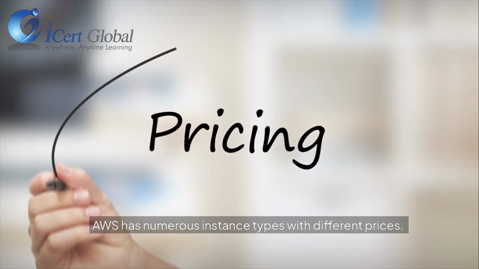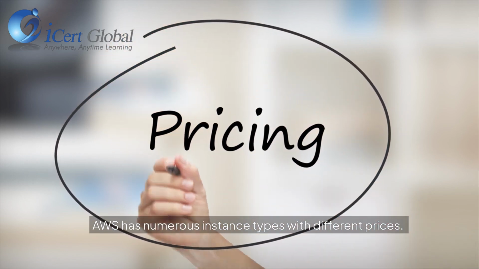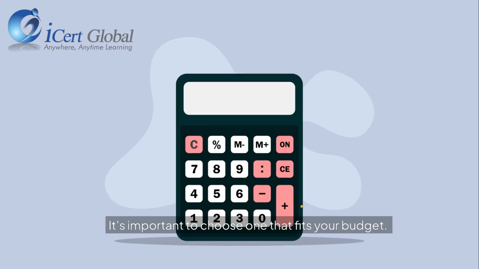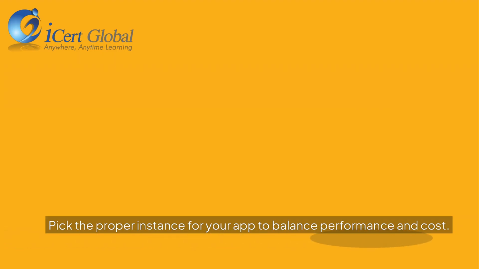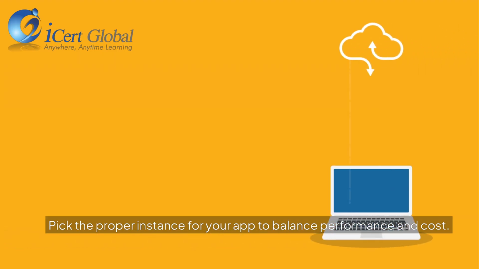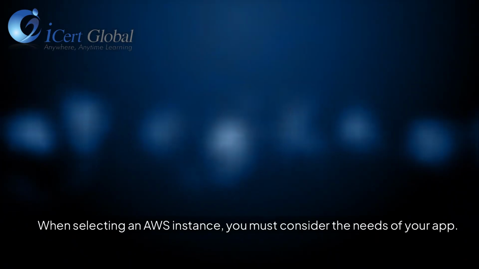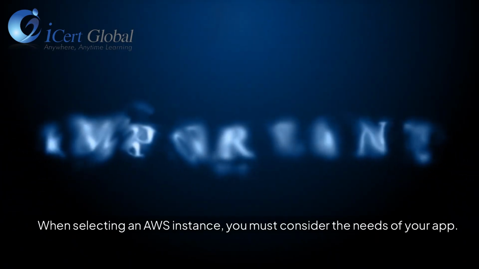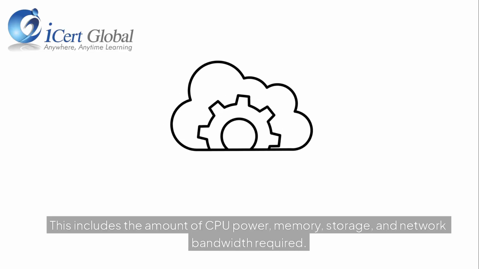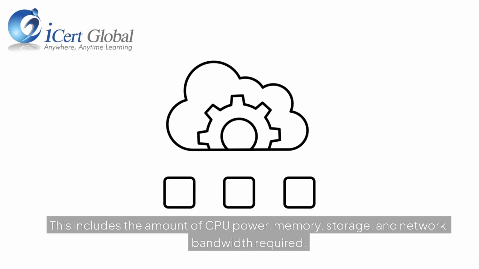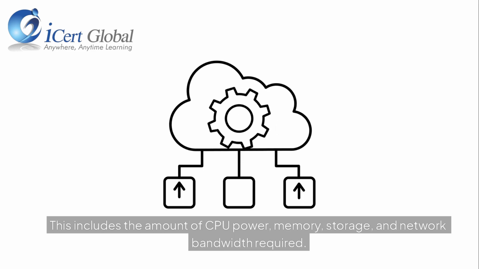Cost efficiency. AWS has numerous instance types with different prices. It's important to choose one that fits your budget. Pick the proper instance for your app to balance performance and cost. When selecting an AWS instance, you must consider the needs of your app. This includes the amount of CPU power, memory, storage, and network bandwidth required.